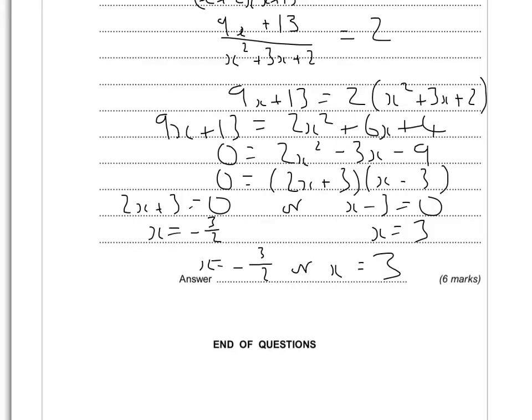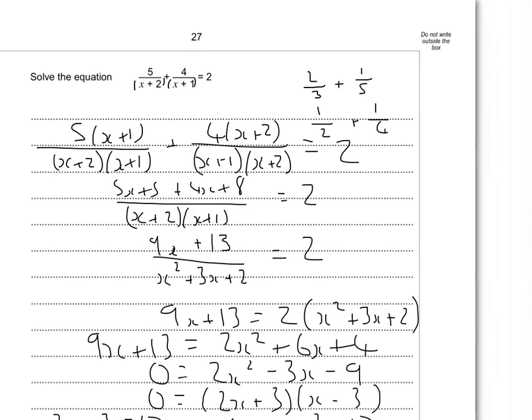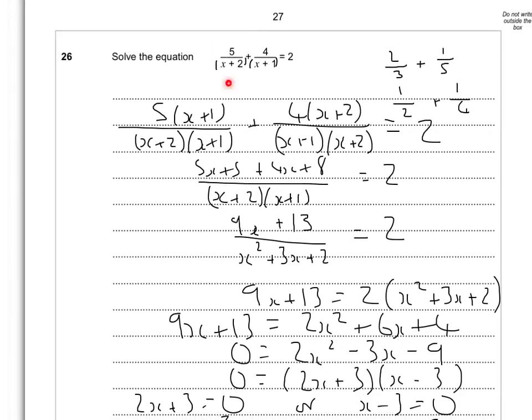You could go back and you could plug either one of those numbers in to check that when you evaluate this using one of those x values, you should get 2. When you evaluate this using the other x value separately, you should also get 2. Both of them work. So the steps in this are to get a common denominator and work through from there.